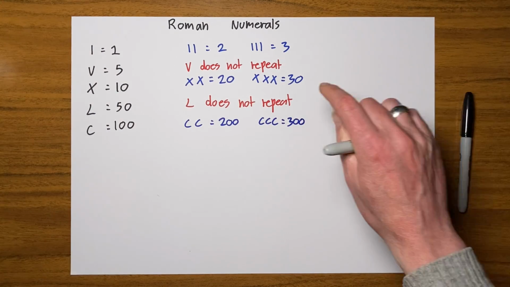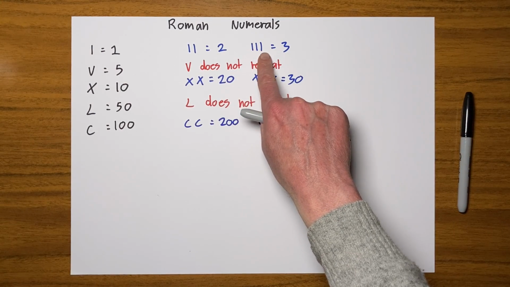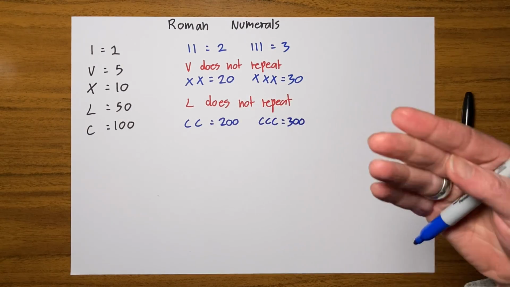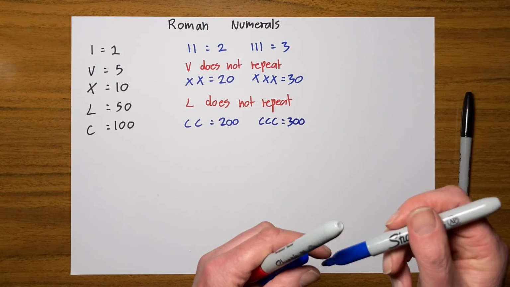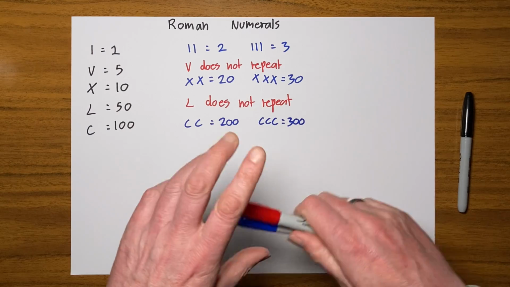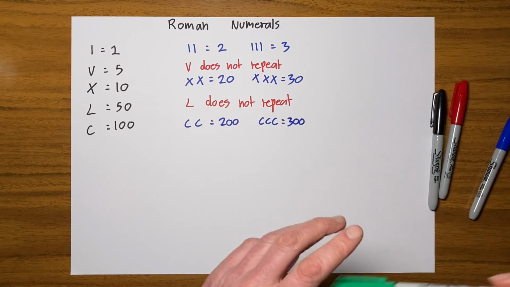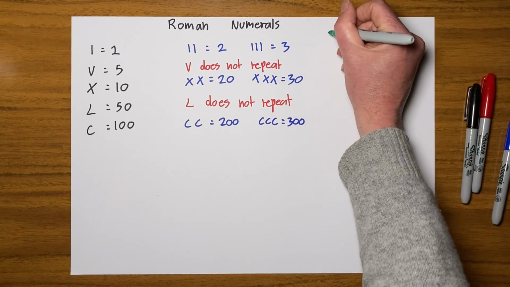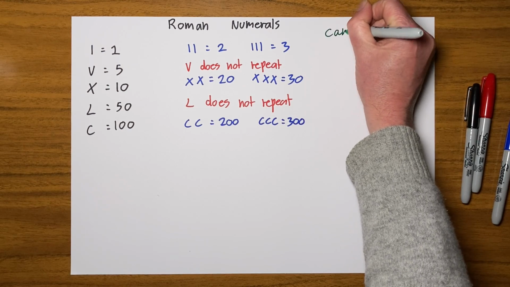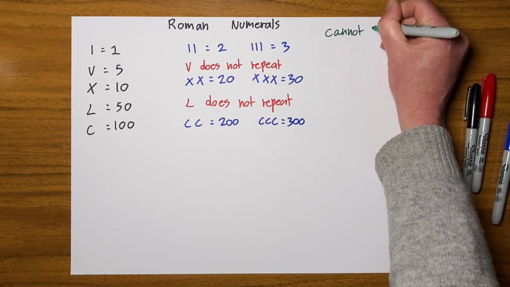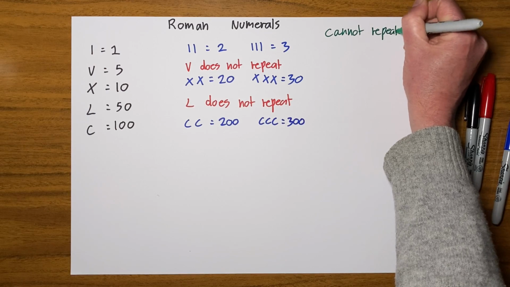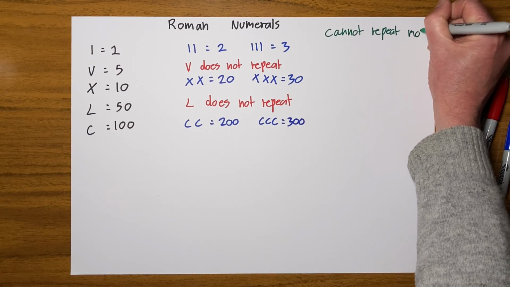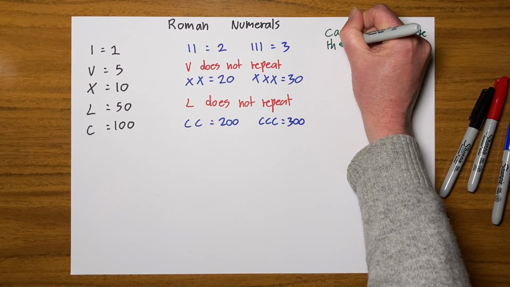Now I know what you're thinking. You want to go 1, 2, 3, 4. Well, that is not going to work because I cannot repeat more than 3 times. So I'm going to write that down. I cannot repeat more than 3 times.